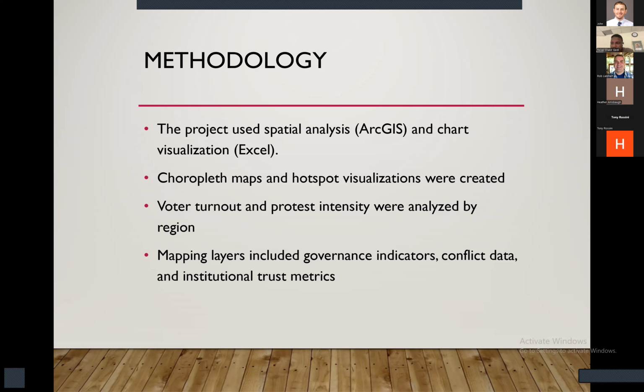I also analyzed voter turnout and protest intensity at the regional level to understand where democratic participation was declining and where unrest was growing. My mapping layers included several types of data: governance indicators, conflict reports, and measures of institutional trust. Combining these data sets allowed me to observe where democratic erosion was more likely to occur.